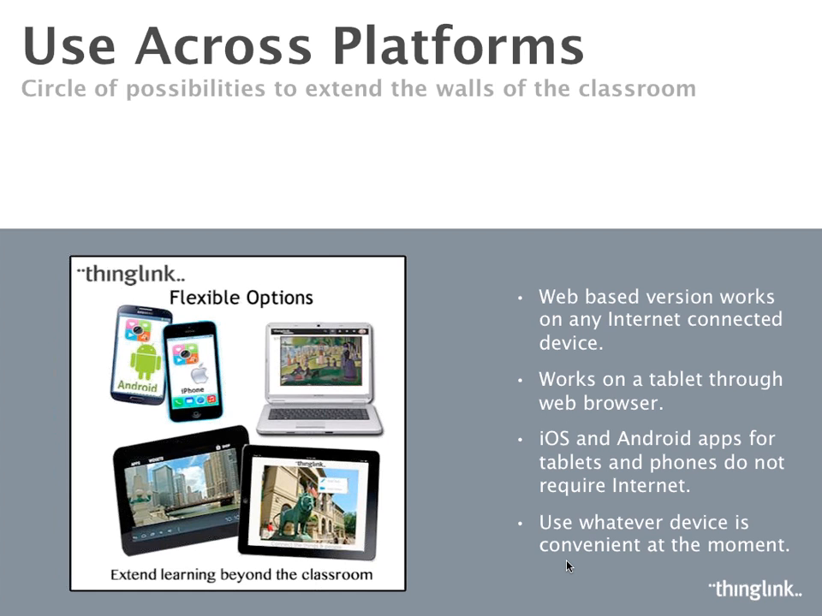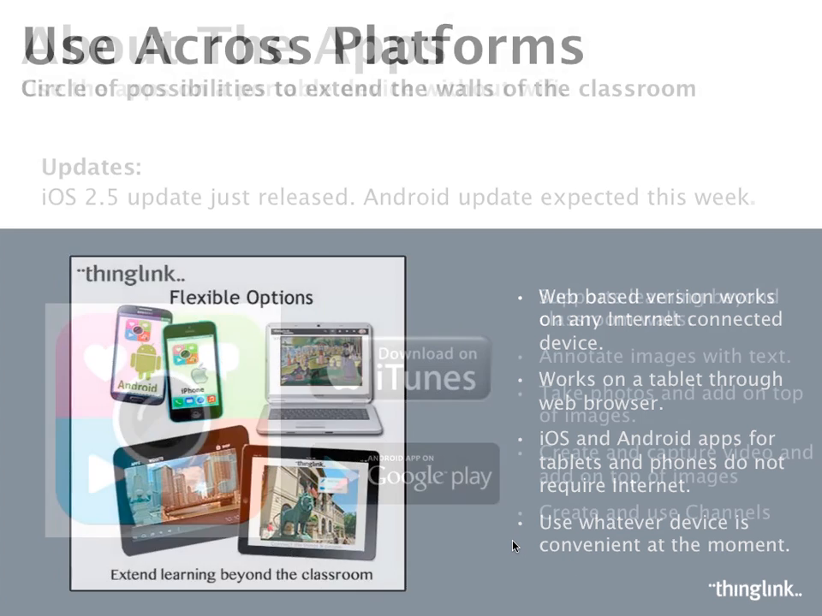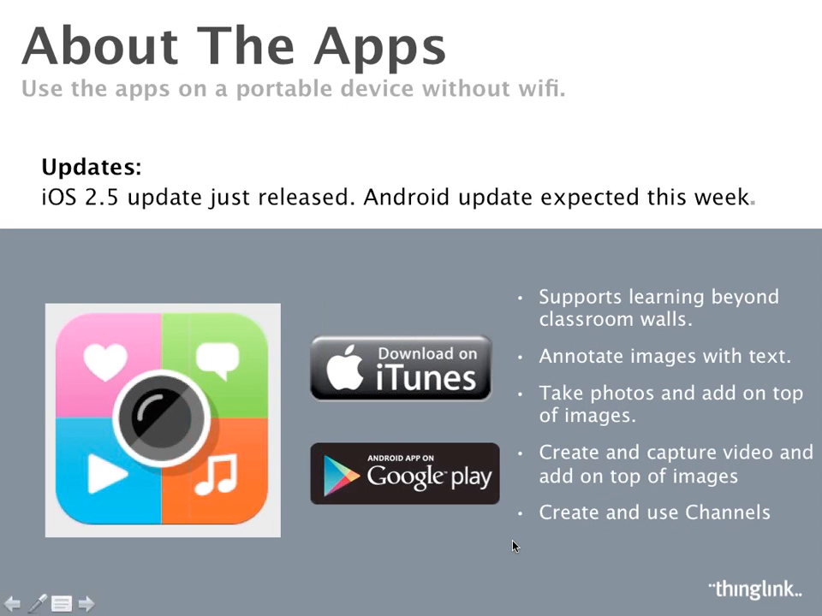There are also apps for iOS and Android. And the beauty about those, the best thing about those is that they don't require Wi-Fi. So you can pick up those mobile devices, you can go out into the world, and you can create ThingLinks. And I'll show you some examples of that later. The idea is that you can use whatever device is convenient at the moment. Students who are bringing their own devices can use whatever device is convenient for them at home and at school. And also this works to support our numbers of students who don't have internet at home.